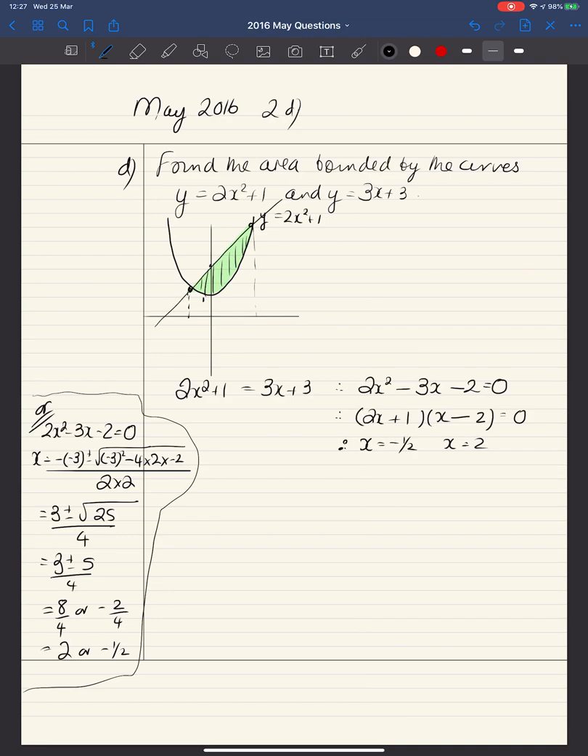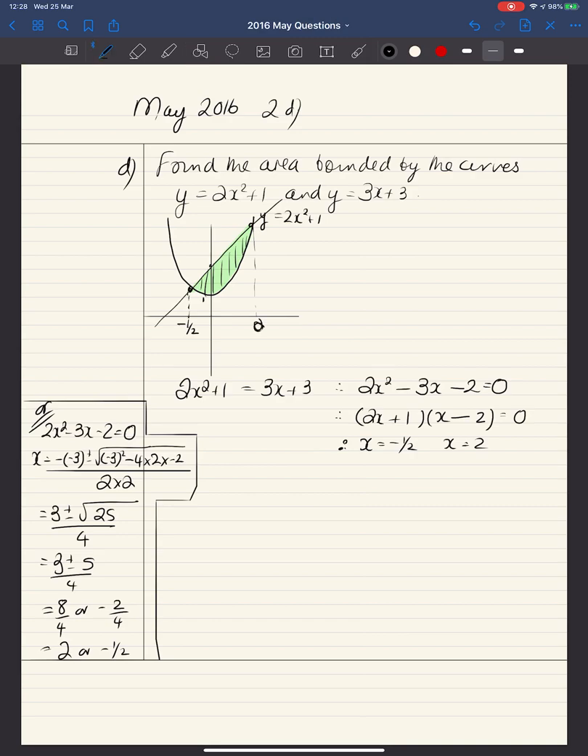Right. Oh, that's not very neat, is it? Let's just make it neater. Okay, something like that. Right, so that's our diagram. There's the minus a half, and there's the 2.